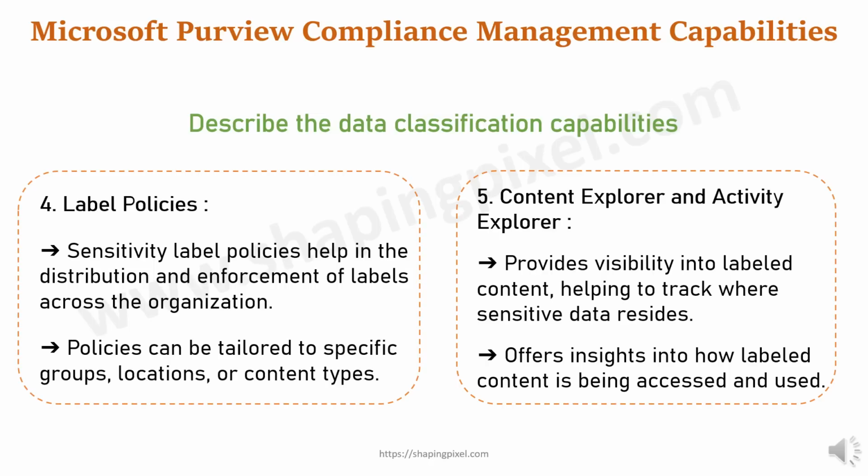Label policies. Sensitivity label policies help in the distribution and enforcement of labels across the organization. Policies can be tailored to specific groups, locations, or content types. Content Explorer provides visibility into labeled content, helping to track where sensitive data resides. Activity Explorer offers insights into how labeled content is being accessed and used.